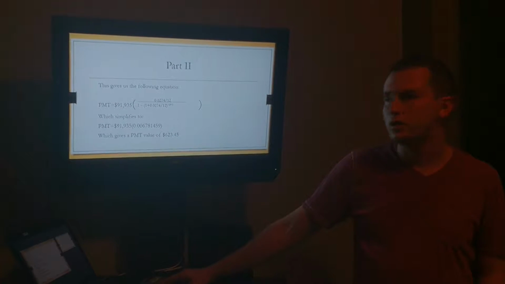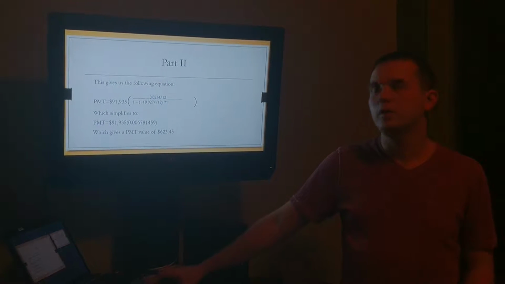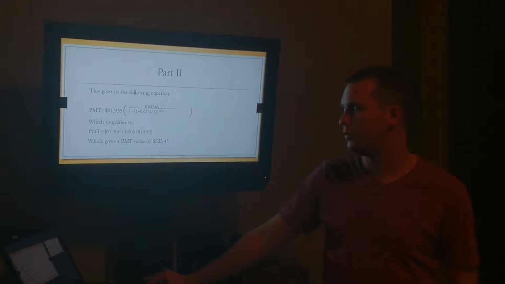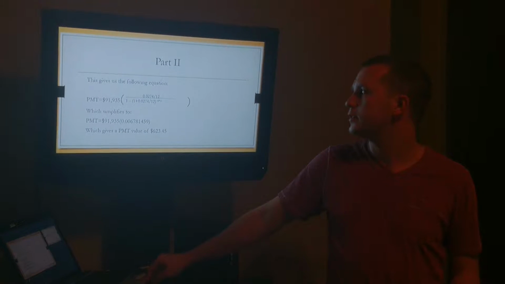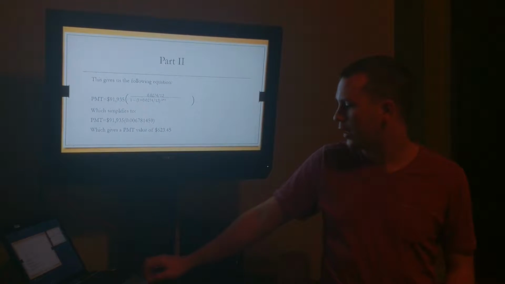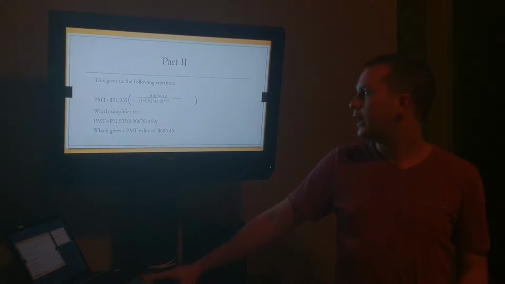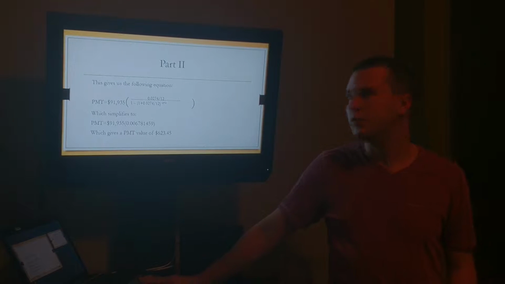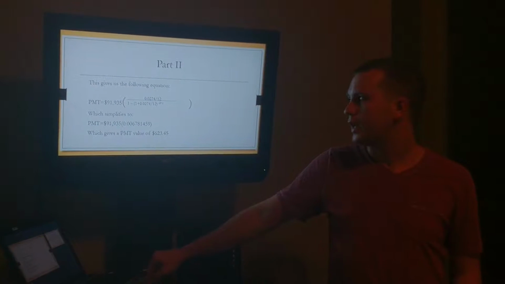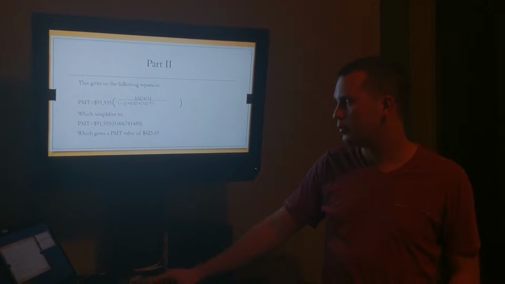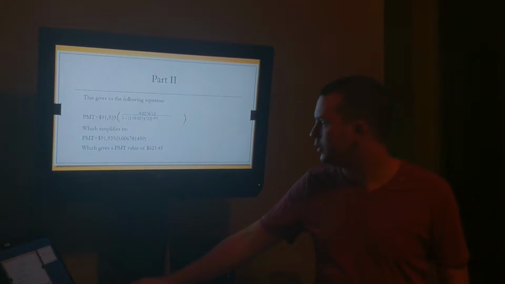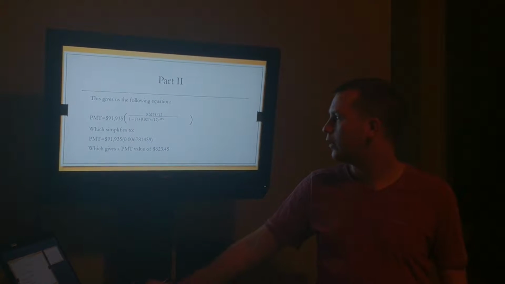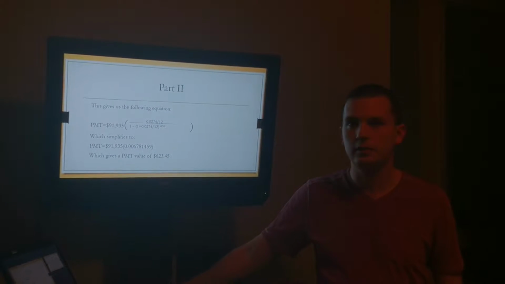This gives the following equation. Payment equals $91,935 times 0.0274 divided by 12 over 1 minus 1 plus 0.0274 divided by 12 to the power of negative 12 times 15. That simplifies down to payment equals $91,935 times 0.00678, and a whole bunch more digits which I don't need to read to you. And it gives us a payment value of about $623.45.